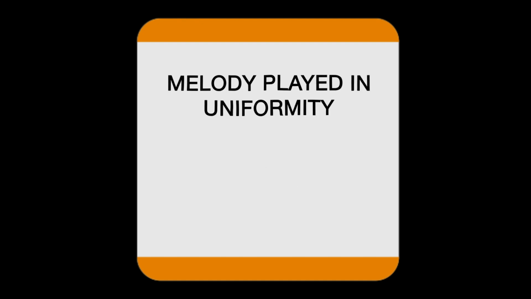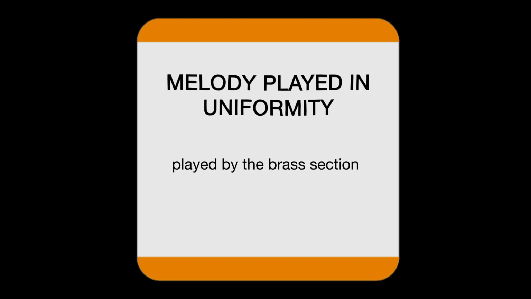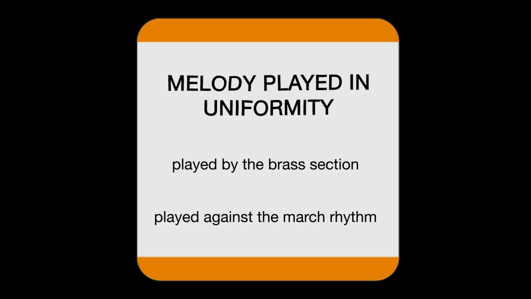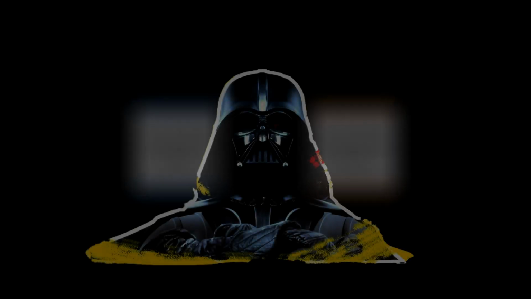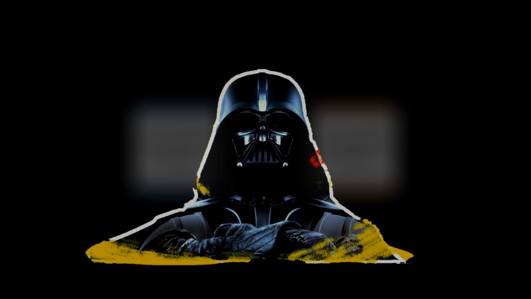Secondly, we have the Darth Vader melody played in uniformity by the brass section. The melody does not really have an innate menacing character. That's why having the full force of the brass section playing it helps it to sound powerful. Also, the fact that it is being played against a militaristic rhythm underneath creates an interesting analogy. It is as if the brass section is Darth Vader himself, and the underlying rhythm is the army marching in uniformity.